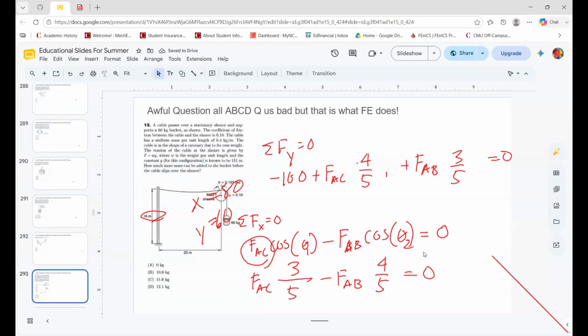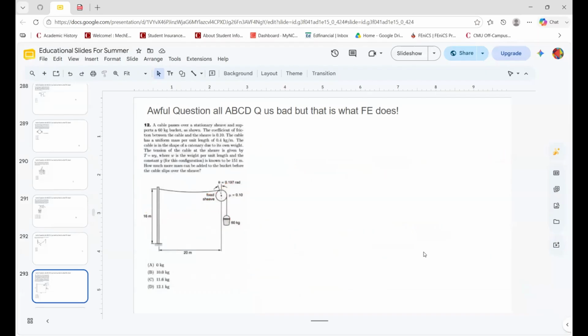Okay, we're moving on to this one, which is 12, which is also one of these problems. A cable passes over a stationary sheave and supports a 60 kilogram mass as shown. The coefficient of friction between the cable and the sheave is 0.1. The cable has a uniform mass per unit length. Why would you do this to me? You're just putting pain to this equation. The cable has a shape of a static ratio its own weight. The tension is given by T delta Y, where Y is the weight per unit and the constant weight. How much more mass can be added to a buffer before the cable destroys itself?